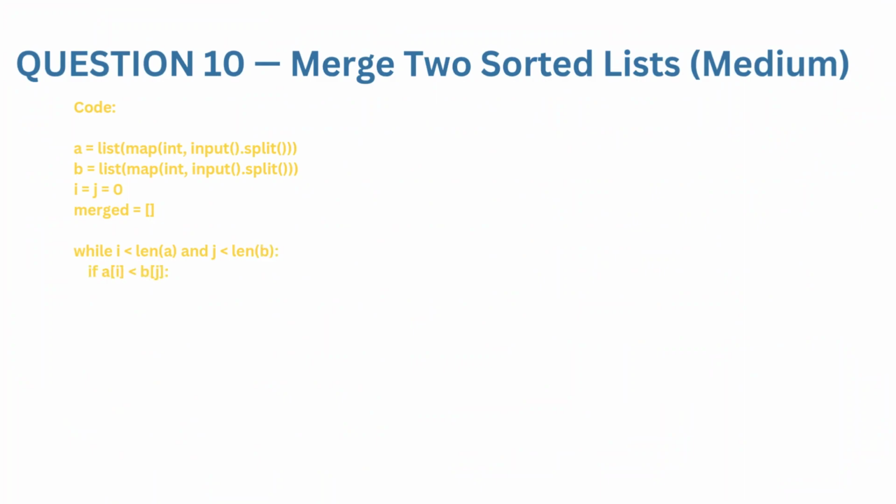or else we can merge append B of j, that means j equal to j plus 1. So this will be the classic two pointers technique and used in merge sort. We compare elements from both lists and merge in ascending order, efficient and used in competitive programming.